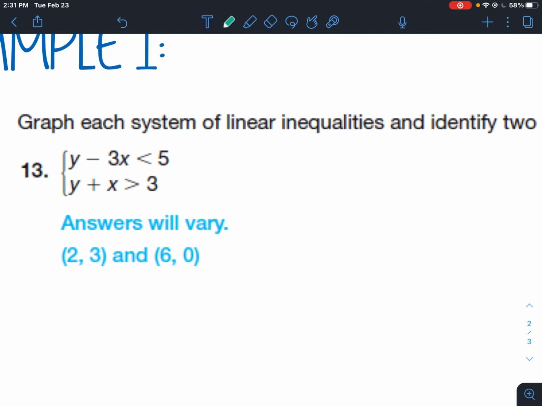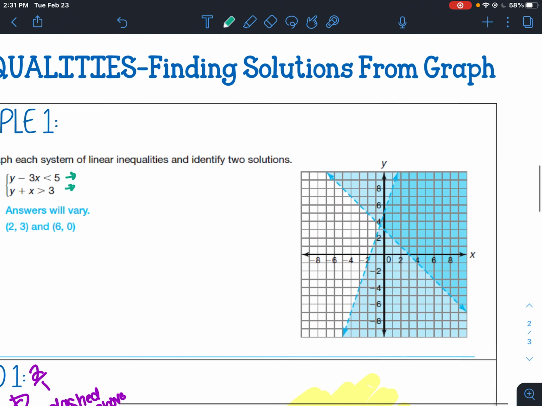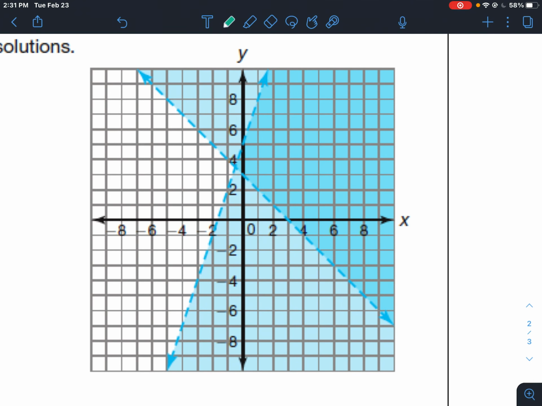So for this one, you're going to graph both of these inequalities. Notice that these two are not in slope-intercept form, so you would have to rewrite them in slope-intercept form, but it's just an example, so I'm not going to actually go through it with you. They have both of these graphed, okay? When they did that, solutions are going to be in this double shaded region. This is where my solutions are.